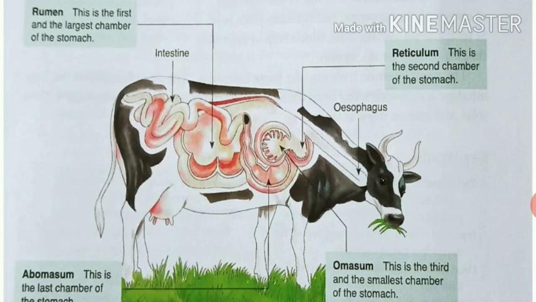Thus you see that ruminants have a unique stomach. So please watch the picture carefully and see how the stomach is divided into 4 parts. We will discuss one by one. So first is the rumen. This is the first and the largest chamber of the stomach. The rumen helps in storing the large quantities of food that has been quickly consumed.